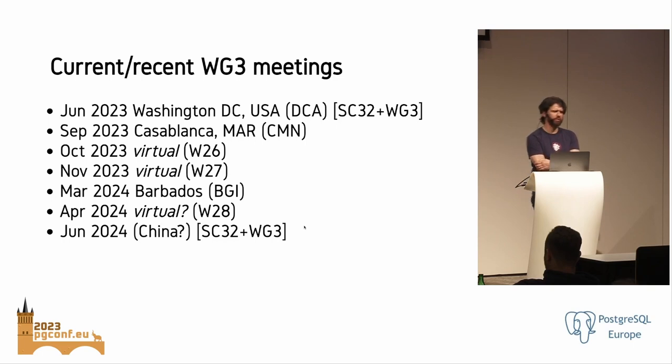A particularity of WG3 meetings is that the meetings are internally named after the airport code. These are what I have in parentheses here, right? DCA is the airport code for an airport in Washington, for example. That's an internal notion, so that years later you can say, oh, at the DCA meeting, we discussed this and that, or at whatever so-and-so meeting.